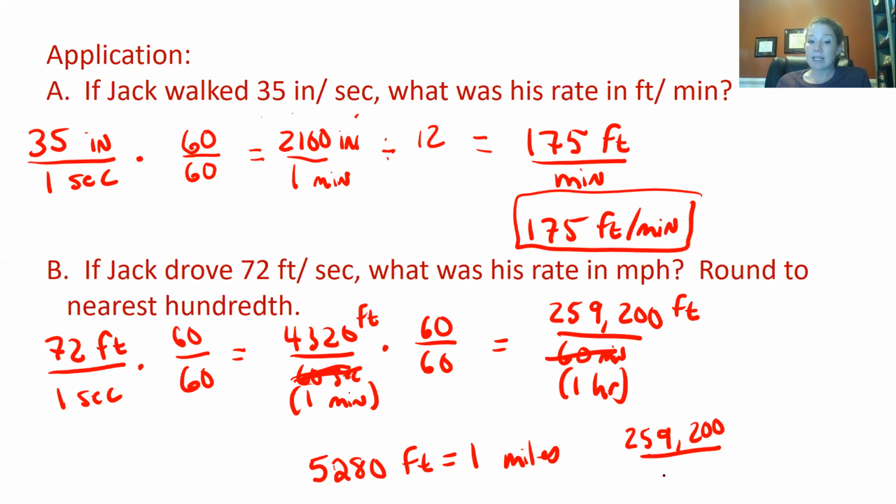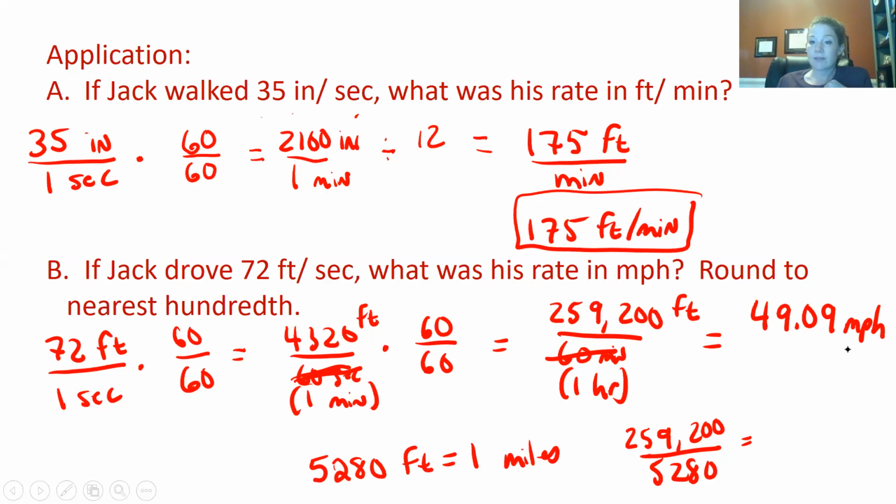So now our math problem is 259,200 divided by 5,280. And what is that in my calculator? 259,200 divided by 5,280. And the answer is about 49.09 miles per hour. That's the answer.